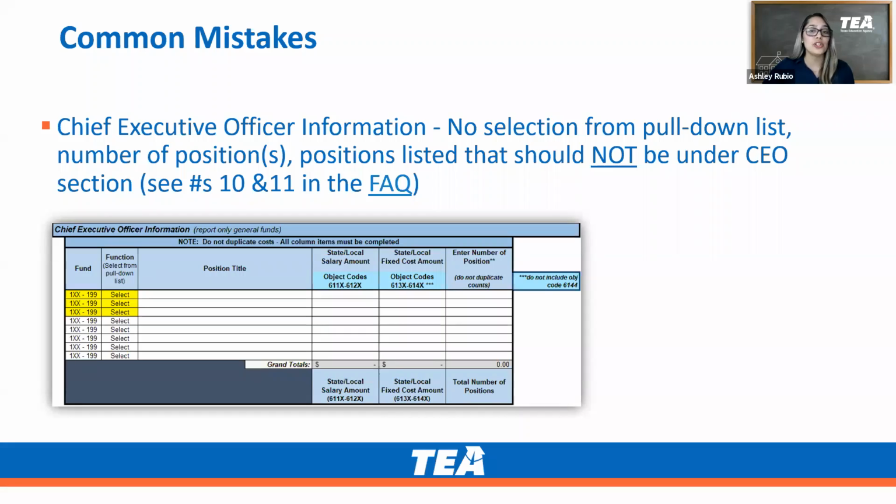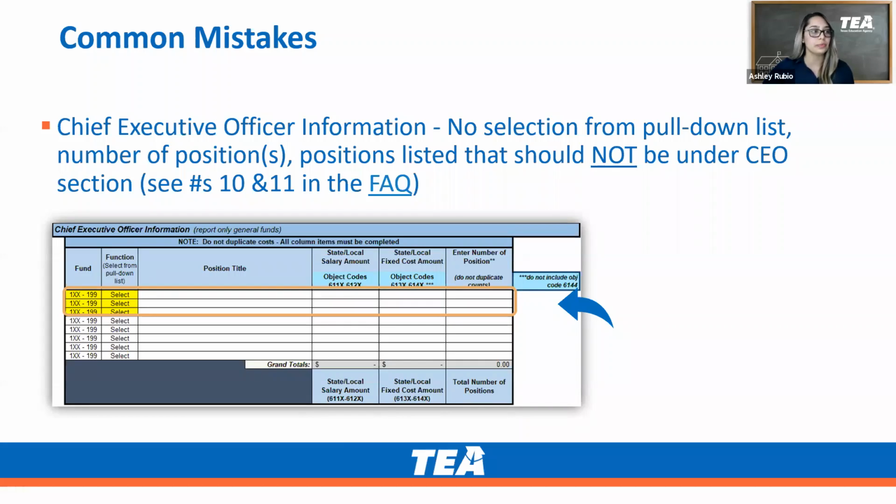Last but not least, under Chief Executive Officer information. Common areas of opportunity include no selection from the pull-down list, number of positions were not included, and positions that should not be listed were reported. When completing this section, keep in mind to select the function code from the pull-down list, the position title, the salary amount paid from state and/or local funds, the fixed cost amount paid from state and local funds, and the staff count for the position.